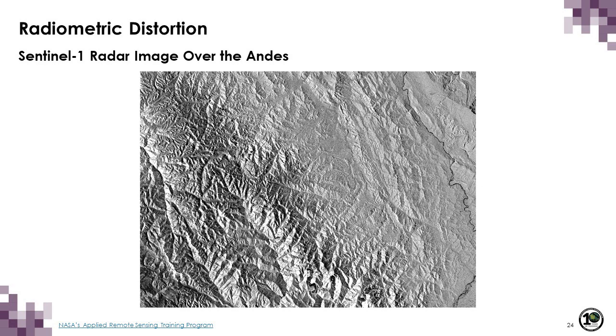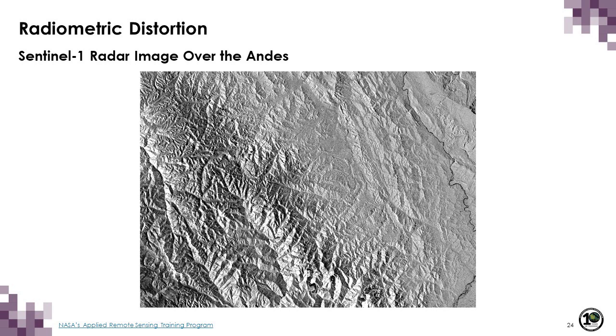This last example is that of radiometric distortion over areas of topography, especially complex topography. Wherever you have slopes facing the satellite, you'll get a bright return, which sometimes these returns are bright enough to be confused with flooded areas. And this example shows an area in the Andes. This is a Sentinel-1 radar image. You can partly correct this by performing a radiometric correction to your data.